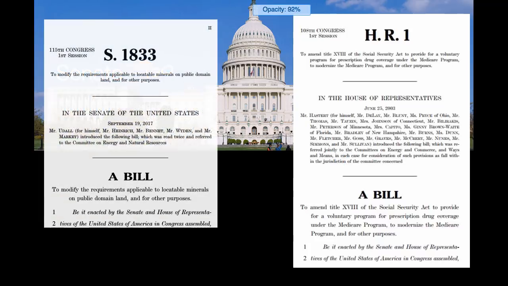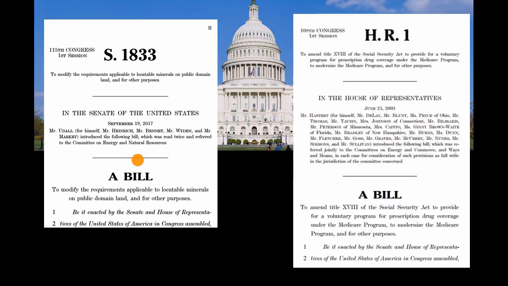We can similarly look at a Senate bill, and it has some similarities. And the key thing to appreciate is that a bill could be introduced into the House initially or into the Senate initially. And sometimes you have parallel bills that are essentially trying to do the same thing, going through both chambers at the same time. But right over here, this is Senate Bill 1833. This is in the 115th Congress, to modify the requirements applicable to locatable minerals on public domain land and for other purposes. And then this is September 19th, 2017. And it says Mr. Udall for himself, and then it lists other senators, introduced the following bill, which was read twice and referred to the Committee on Energy and Natural Resources. And then you start seeing the text of the bill.